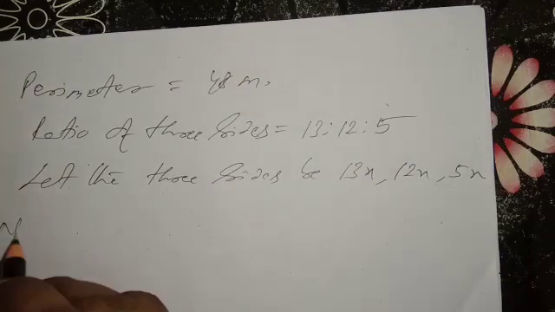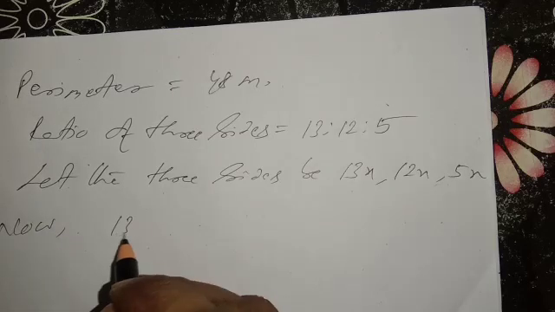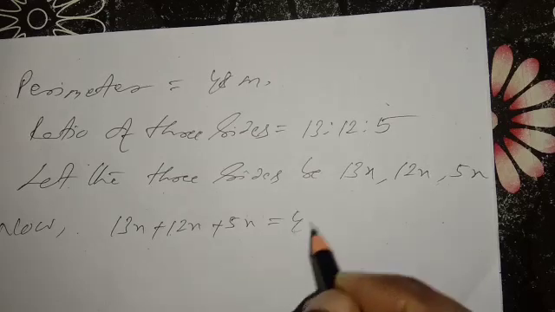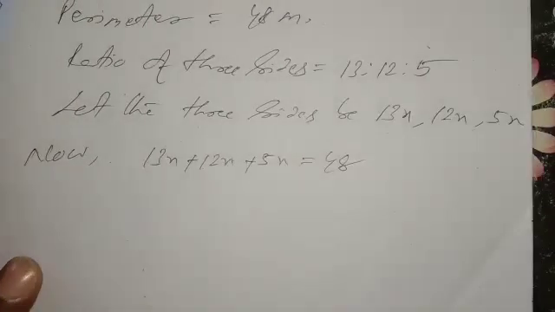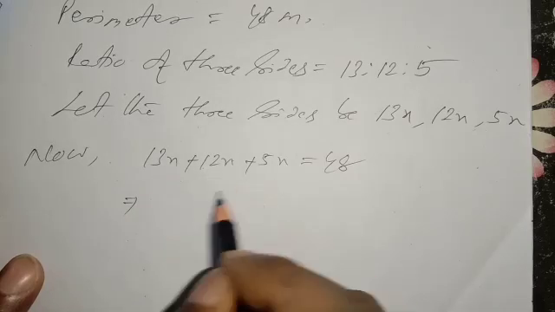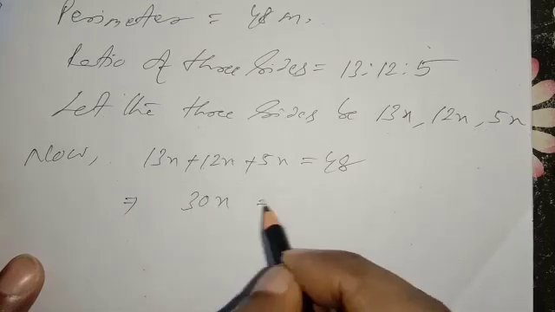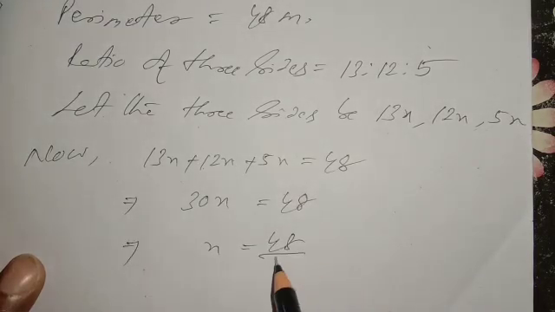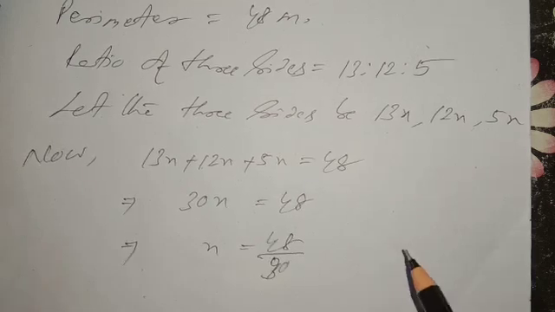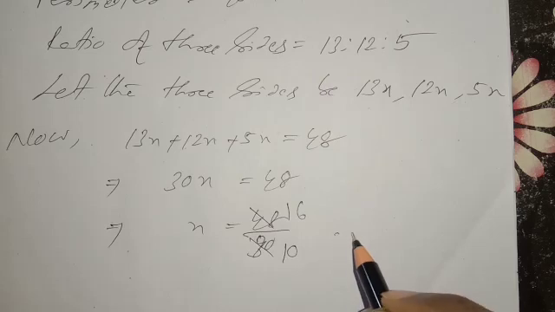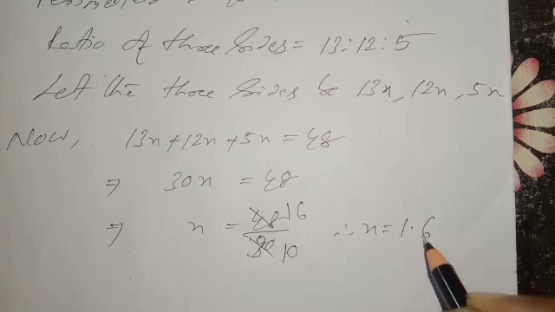Now the perimeter formula is what? Perimeter is the sum of the 3 sides, that means 13x plus 12x plus 5x is equal to 48. Now you add all the sides. How much is coming? 13 plus 12 is 25, 25 plus 5 is 30. 30x equals 48, then x is equal to 48 by 30. Divided by 3, 10 and 16 threes are 48. Therefore x is equal to 1.6.